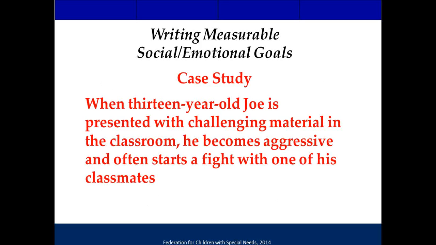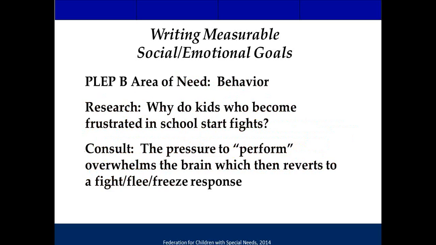Second case study. 13-year-old Joe, when he's presented with challenging material, and anything could be challenging, or all things could be challenging, becomes aggressive and often starts a fight with one of his classmates. We've all probably seen that, especially with kids both on the spectrum and with complex trauma issues. People are going to say, well, that's a real tough goal, and it is. These are not easy. But let's go through our little tip guide here.